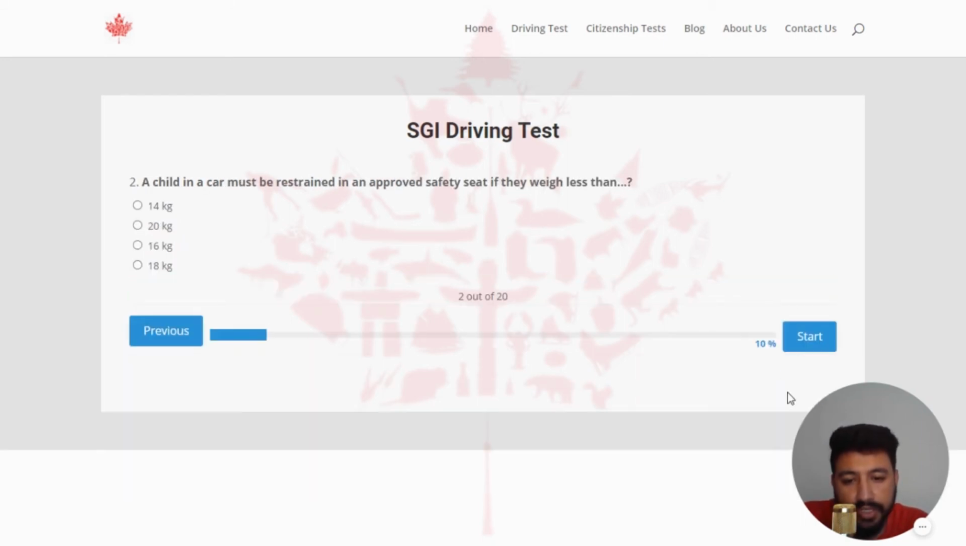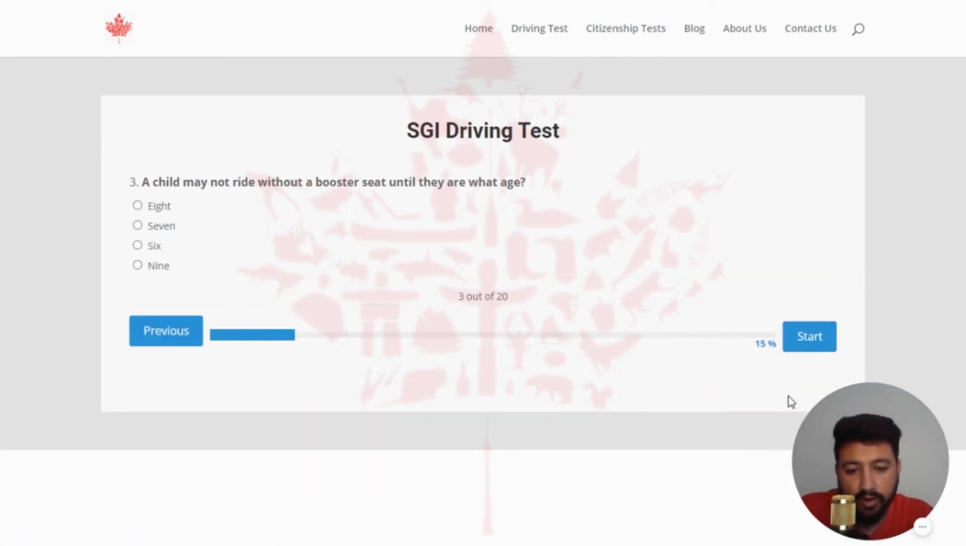Next. The second question is: a child in a car must be restrained in an approved safety seat if they weigh less than. The right answer of this question is 18 kilograms. So I will click on the last one.